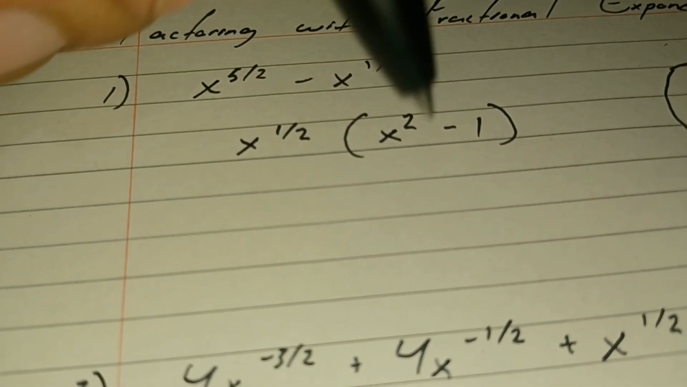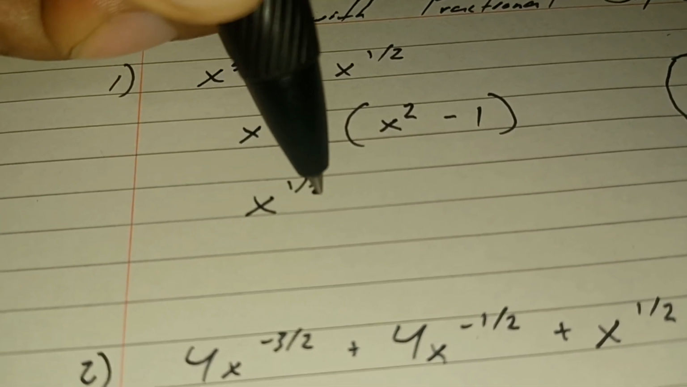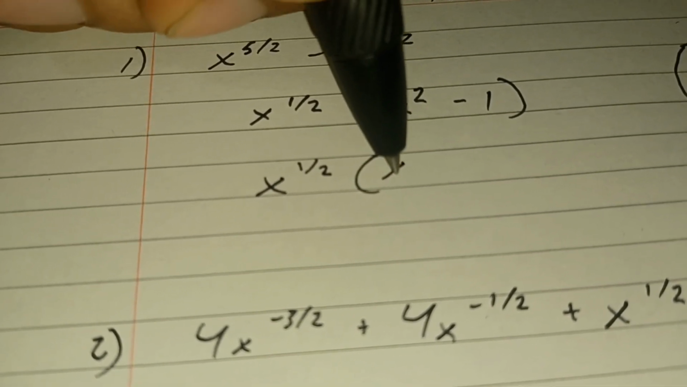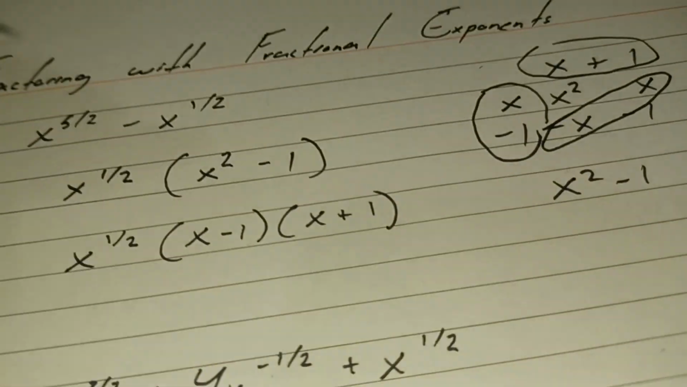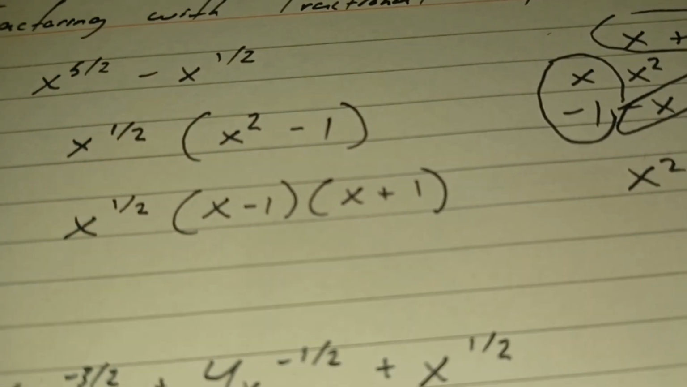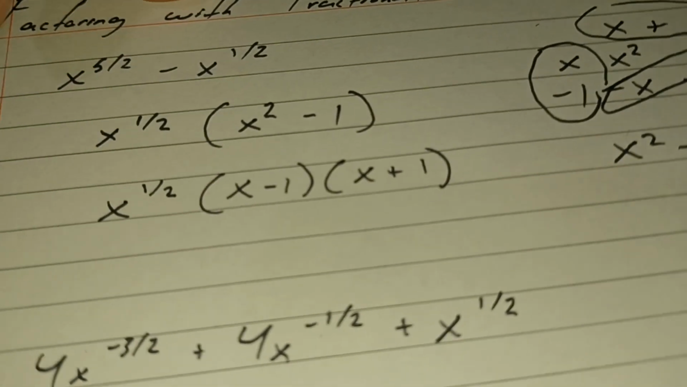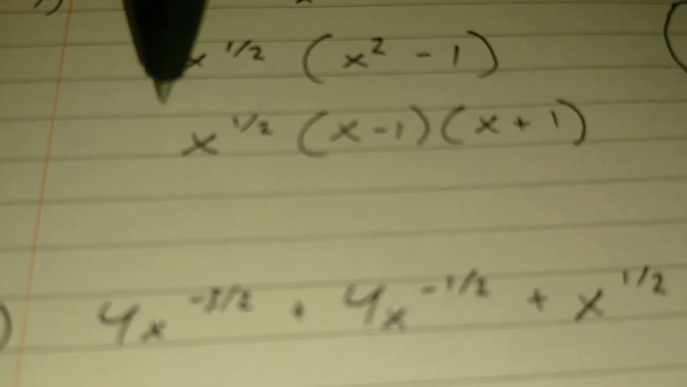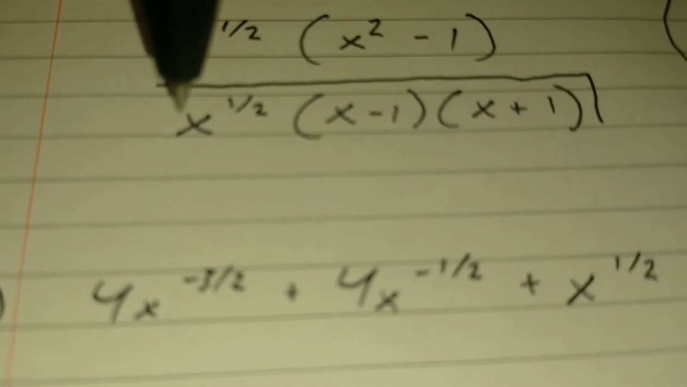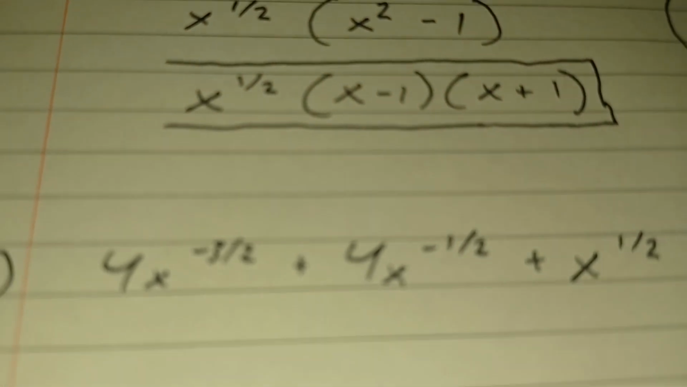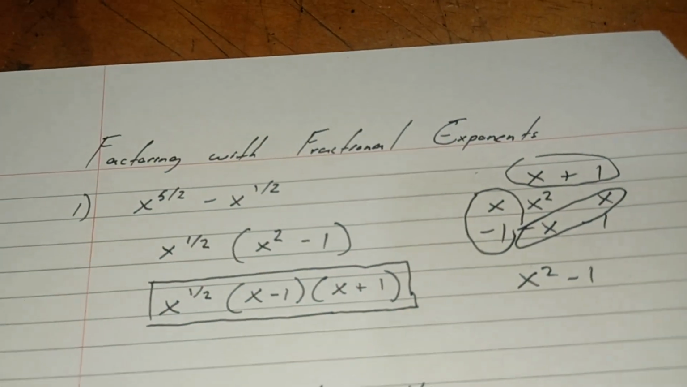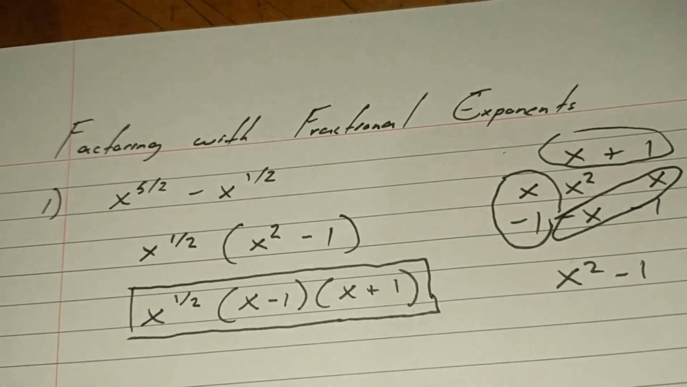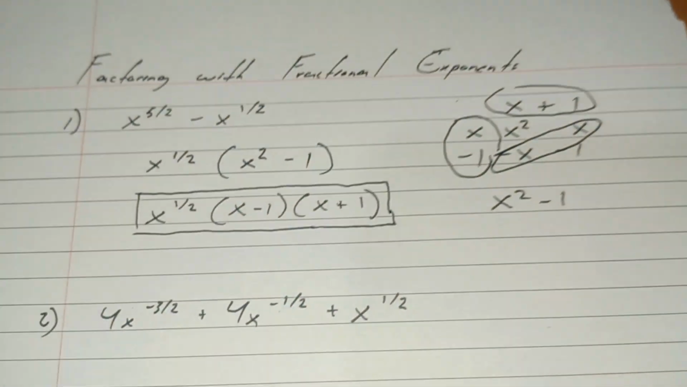So that's how we factor. x to the 1/2 power times x minus 1 times x plus 1. So I got these from this, and that's just how we do it. This is how you do number 1. Check your work, make sure everything matches up, and that's good.